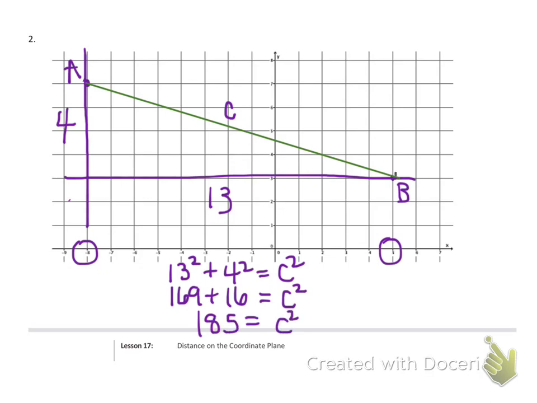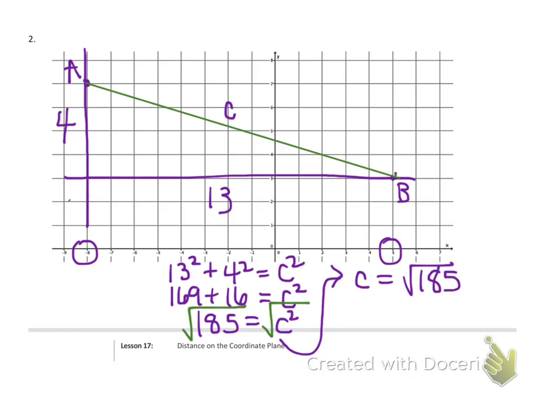And then remember, we can take the square root of both sides. It's that property of equality. If those numbers are equal, their square roots will also be equal. So we get here that, and I'm going to continue up here, that C is equal to the square root of 185.